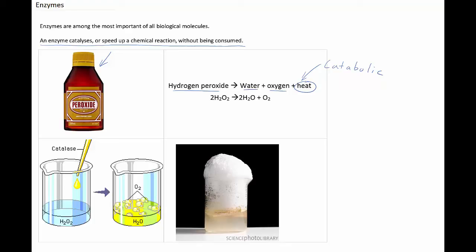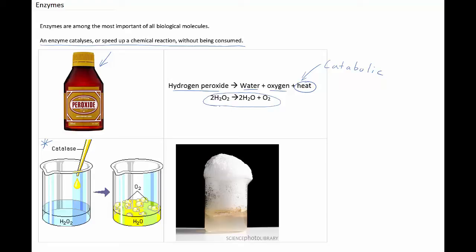To demonstrate this reaction, you can simply pour hydrogen peroxide into a beaker. If you watch hydrogen peroxide in the beaker carefully, you might think that nothing is happening, but it is. The hydrogen peroxide is breaking down or decomposing into water and oxygen. It is just that the rate of this reaction is extremely slow.